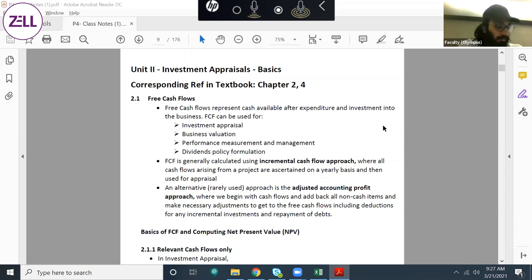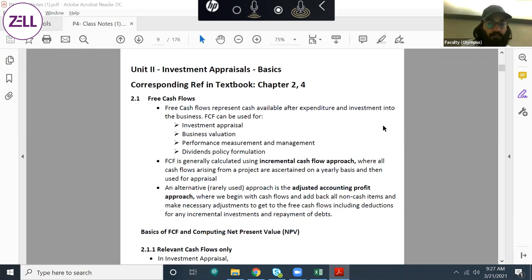Why do you add back the depreciation? Non-cash expenditure. It's a non-cash expense, right? So guys, this free cash flows, our adjusted accounting profit, is nothing but your statement of cash flows. End of the day, your income and expenses come to your actual cash items. Okay. So if you read the last point, it says we begin with cash flow, add back all non-cash items, make the necessary adjustments to get the free cash flows, including deduction for any incremental investment and repayments of debt. Repayment of debt forms part of your financing activities in the cash flow. Investment forms part of your investing activities in the cash flow, right?